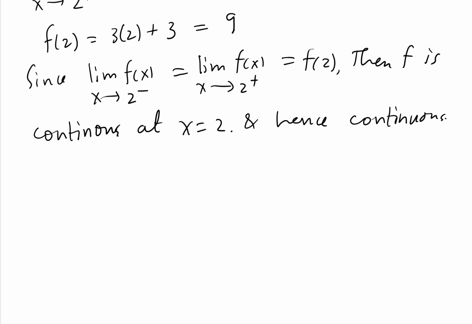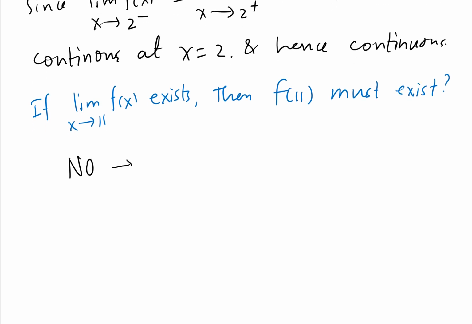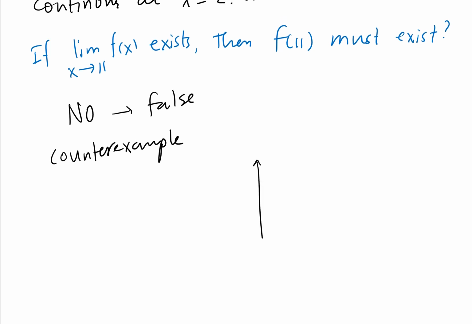Question: if the limit of f of x as x approaches 11 exists, do you think f of 11 must exist? The answer is no. So it's false. How can you prove this? We call it a counterexample, to convince the other person why it's false. An example of this could be something like this.